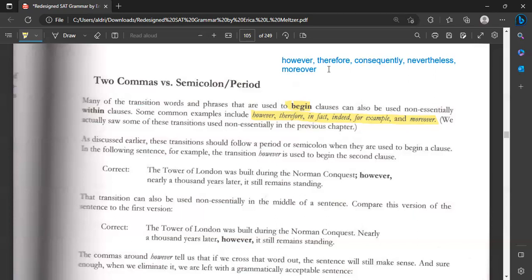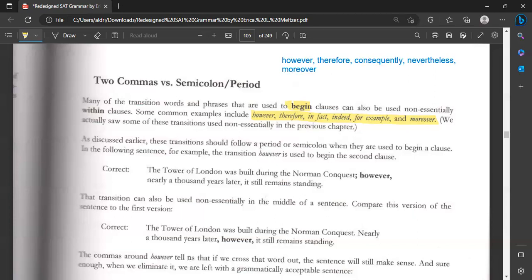So for example, the Tower of London was built during the Norman conquest. However, nearly 1,000 years later, it still remains standing. Here you haven't used it non-essentially, you've used it to begin a clause. But if you wanted to use it non-essentially, we'd have: The Tower of London was built during the Norman conquest. Nearly 1,000 years later, however, it still remains standing.